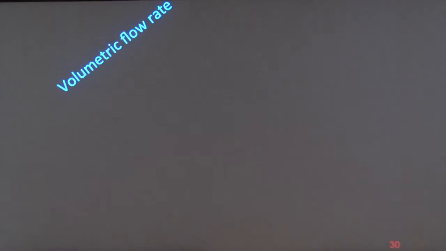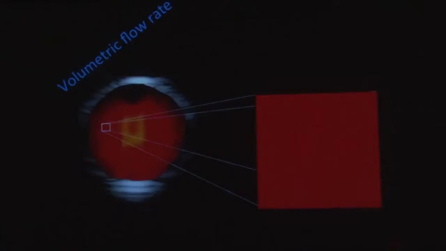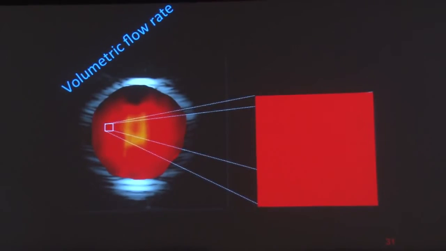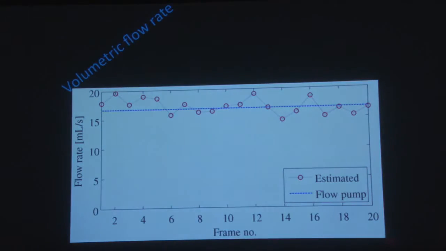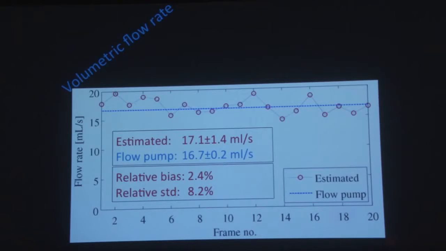So when we have the out-of-plane velocity component, we can also do volumetric flow imaging. Essentially all we need is to integrate the out-of-plane velocity component, and in our case just sum up all the pixels. And then this is what we get. In blue we have our flow pump, which was set to 16.7 milliliters per second. The red circles here are our estimates based on our 20 frames, in mean 17.1 milliliters per second. That gives us a relative bias of 2% and a relative standard deviation of 8%. So we can see we can also get quantitative data. We can get the volumetric flow rate that corresponds to the real values with 3D techniques.